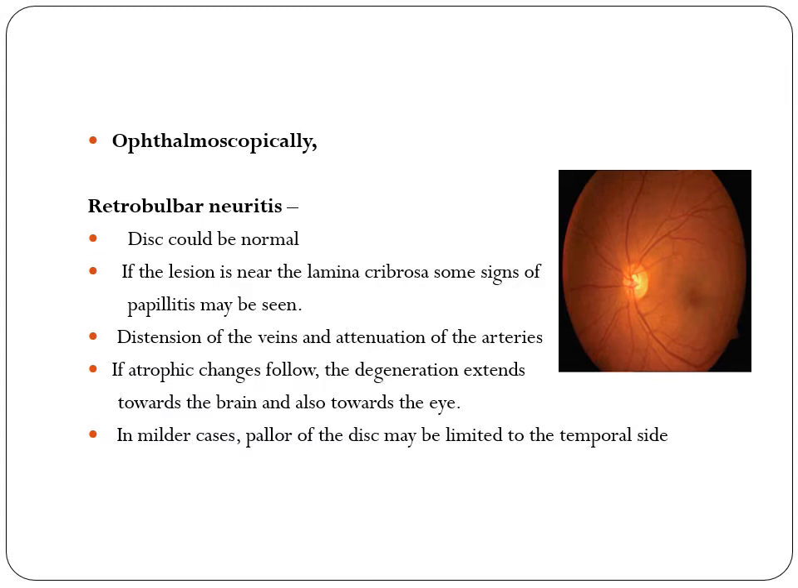Distension of the veins and attenuation of the arteries. Atrophic changes follow, degeneration extends towards the brain and also towards the eye. In milder cases, pallor of the disc may be limited to the temporal side. So this optic neuritis also ultimately is going to cause optic atrophy if the process is not halted in between. Or if there are recurrent attacks of optic neuritis, that will lead to post-neuritic type of optic atrophy.